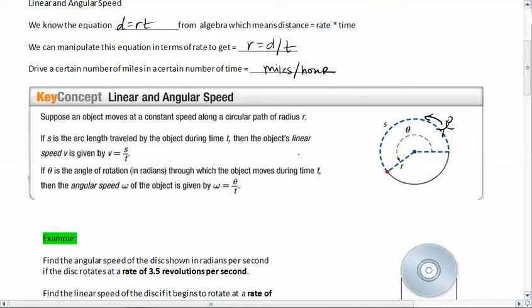We can also talk about speed in terms of angles. So instead of talking about a distance that you walked, we can talk about how many rotations, or more generically, the angle that you walked. So omega, this W looking thing, omega, is equal to theta, or our angle, divided by our time. So that gives us an angular speed when we take our angle divided by our time.